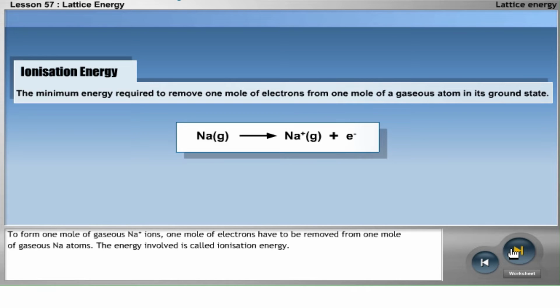To form 1 mole of gaseous sodium ions, 1 mole of electrons has to be removed from 1 mole of gaseous sodium atoms. The energy involved is called ionization energy, which we can define as the minimum energy required to remove 1 mole of electrons from 1 mole of gaseous atoms in their ground state. You can see here, Na gas forms Na+ gas plus 1 electron, where we remove 1 electron.